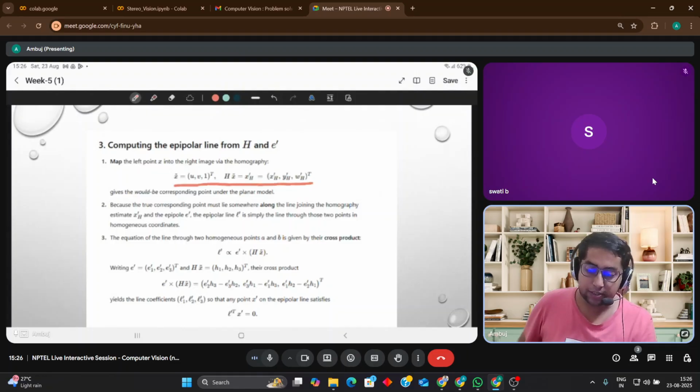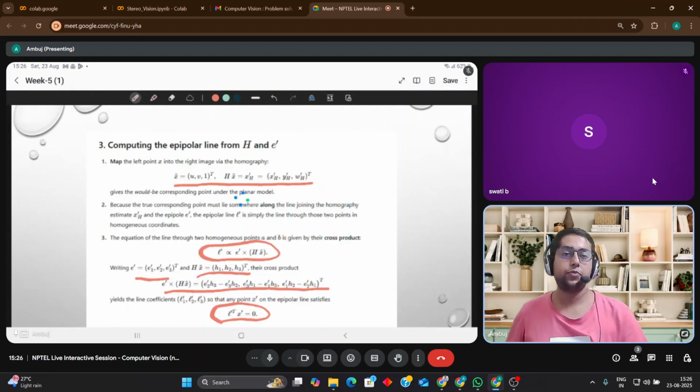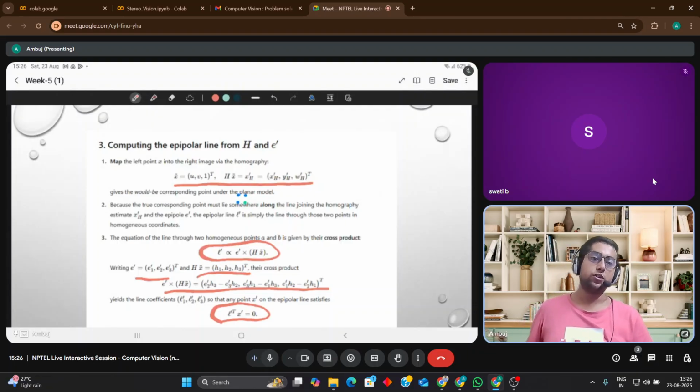Now you try to compute the equation of the line through two homogeneous points a and b, which is this particular cross product. E dash you jot down, then you compute H x bar. Then you compute this cross product, and after all you will get this particular line. This is the procedure we just followed, and this was the recap of the epipolar geometry.